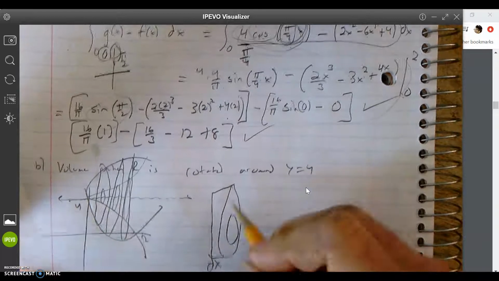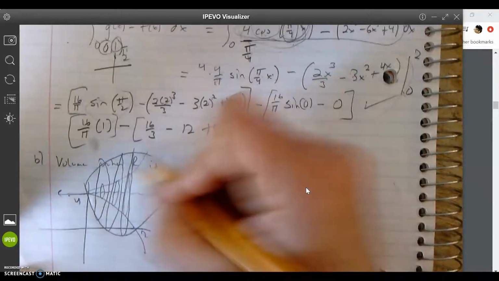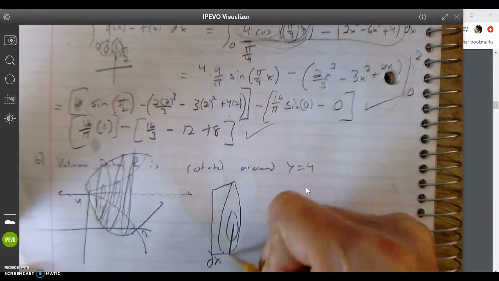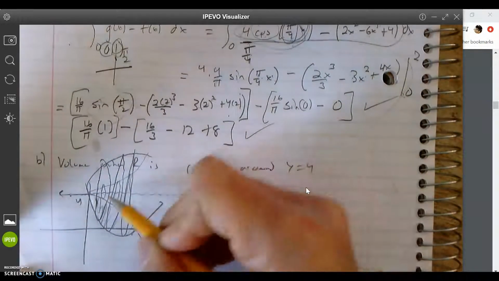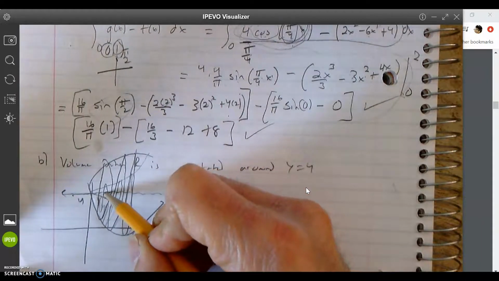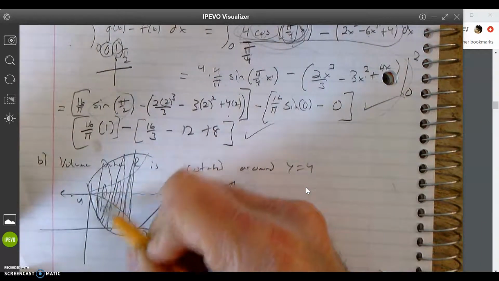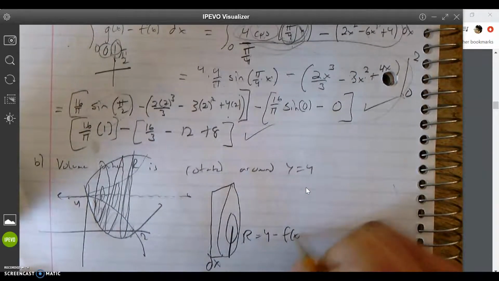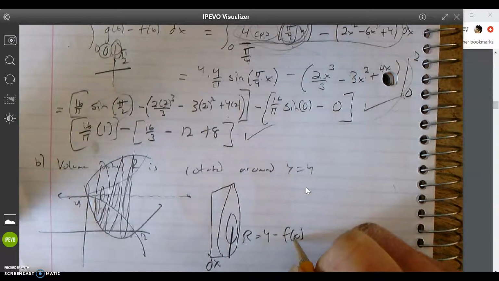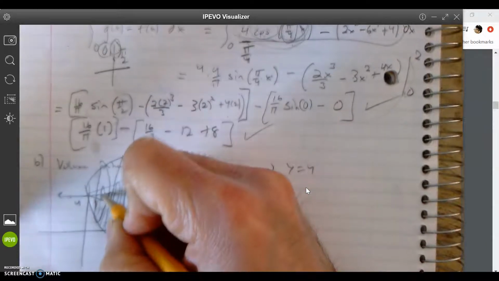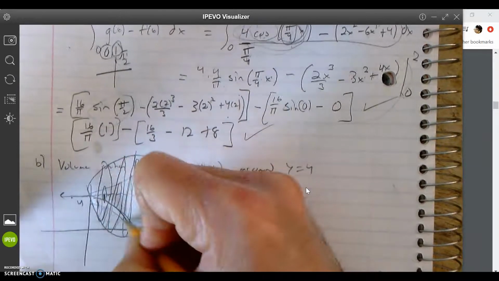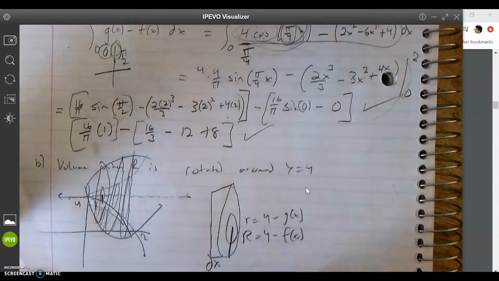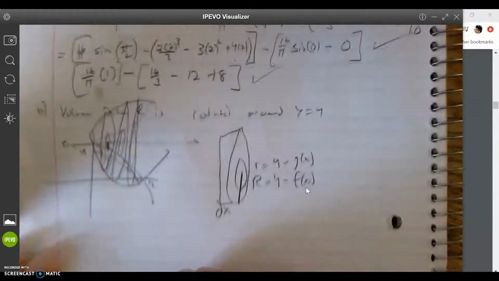So this is dx. And so this radius, this is the original down here. So I'm going to start here. So this big radius is going to be 4 minus this curve, minus the parabola. So it's 4 minus f of x. F of x is the parabola. And then the little r we're cutting out is 4 minus this part here, which is the cosine. So little r is going to be 4 minus g of x. So you can write it like this if you want.